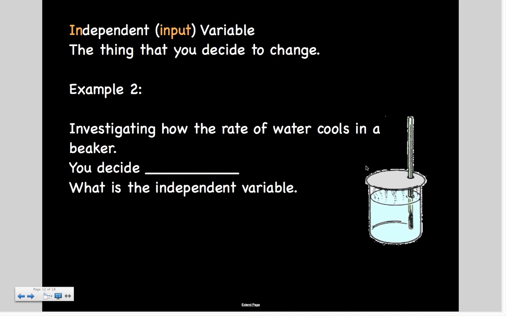The other experiment that we're going to look at, and this is the part where you have to put some thought in and hopefully get some answers, proper. The independent variable, again, is the thing that I can change. So the investigation is how the rate of water cools in a beaker. What are you going to decide? What is the independent variable that you have control over? Hopefully, you are in control of the water. So are you going to use room temperature water? Are you going to use cold water? Are you going to use hot water?